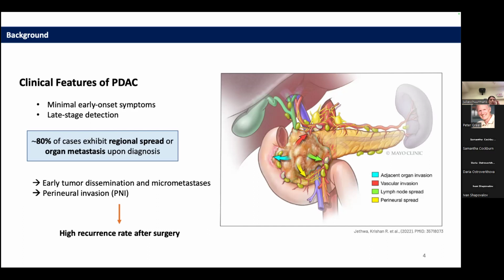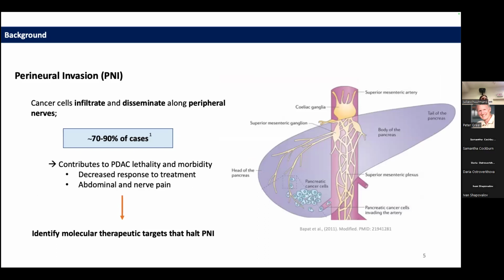So yes, again, all of these factors lead to a high recurrence rate after surgery and contribute to the low 5-year survival rate. So what is perineural invasion? It's when cancer cells infiltrate and disseminate along peripheral nerves, and it's present in approximately 70 to 90% of cases of PDAC, so a high proportion.